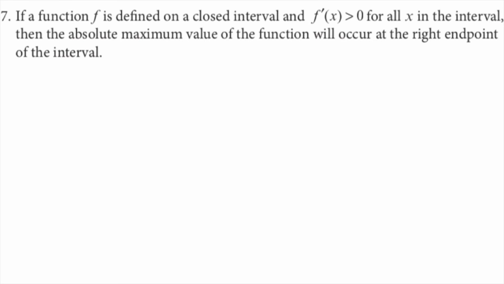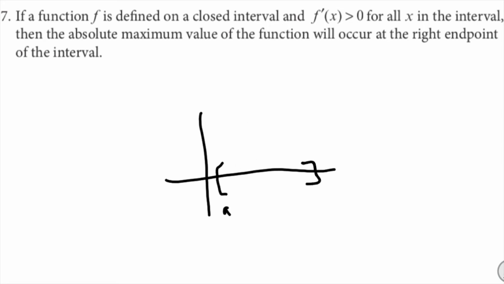All right, 7. If a function f is defined on a closed interval, f prime is positive, so it's always increasing. So first of all, let's start with our graph of a closed interval, right? We're looking at a closed interval. So whatever, here's a closed interval from a to b.